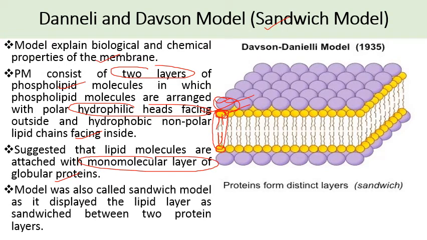And the model was also called sandwich model as it displayed the lipid layer as sandwiched between the 2 protein layers. So this lipid bilayer is sandwiched between 2 protein layers, between the 2 globular proteins. So that's why this model is known as sandwich model or Davson's Danielli model. It was given in 1935.